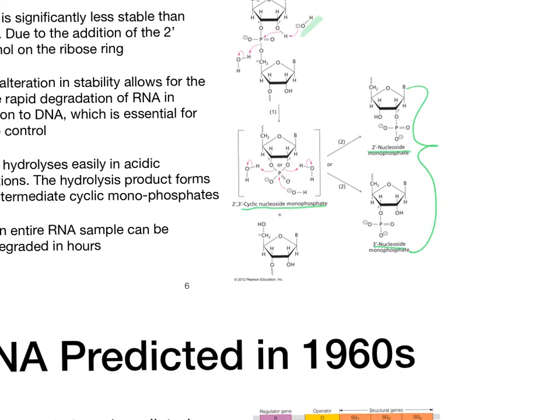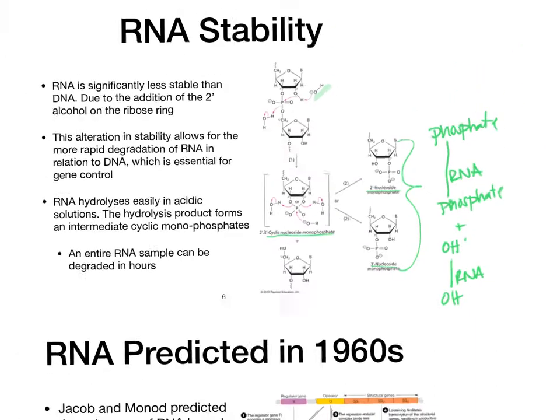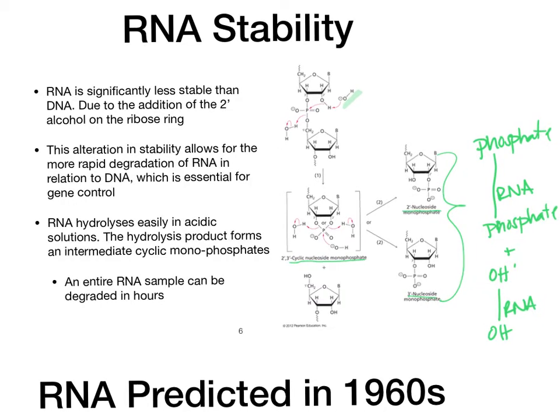The other thing of note is that we now, in this case, would have a phosphate, RNA phosphate, plus another one that just has an OH, RNA OH. So what we see over here is a change in the stability of RNA. This mechanism continues. It can degrade randomly throughout the entire sample, and it will degrade the entire sample in several hours.